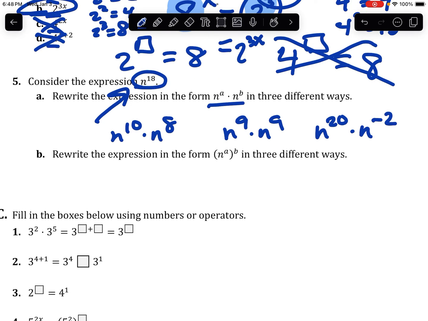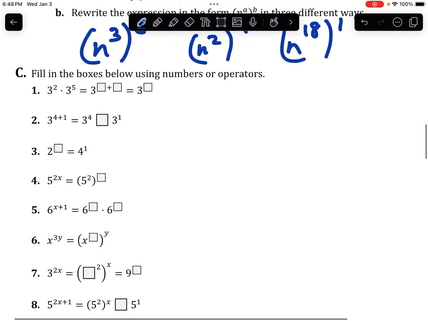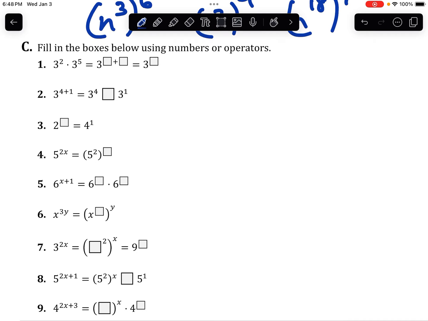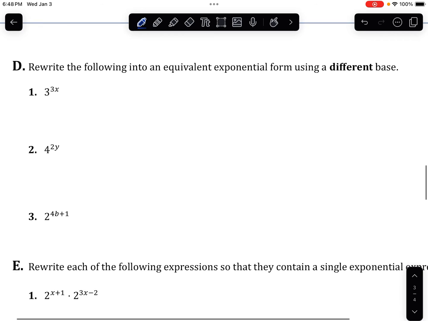There's 3 different ways for the power rule here. You could do n to the 3rd to the 6th because you're going to multiply the exponents. You do n squared to the 9th. You could do n to the 18th to the 1, technically. There's lots of different ways you can do that with the power rule as well. For part C, this is kind of like fill in the blank. I'm going to skip ahead to the next part here to look at some more complicated examples.